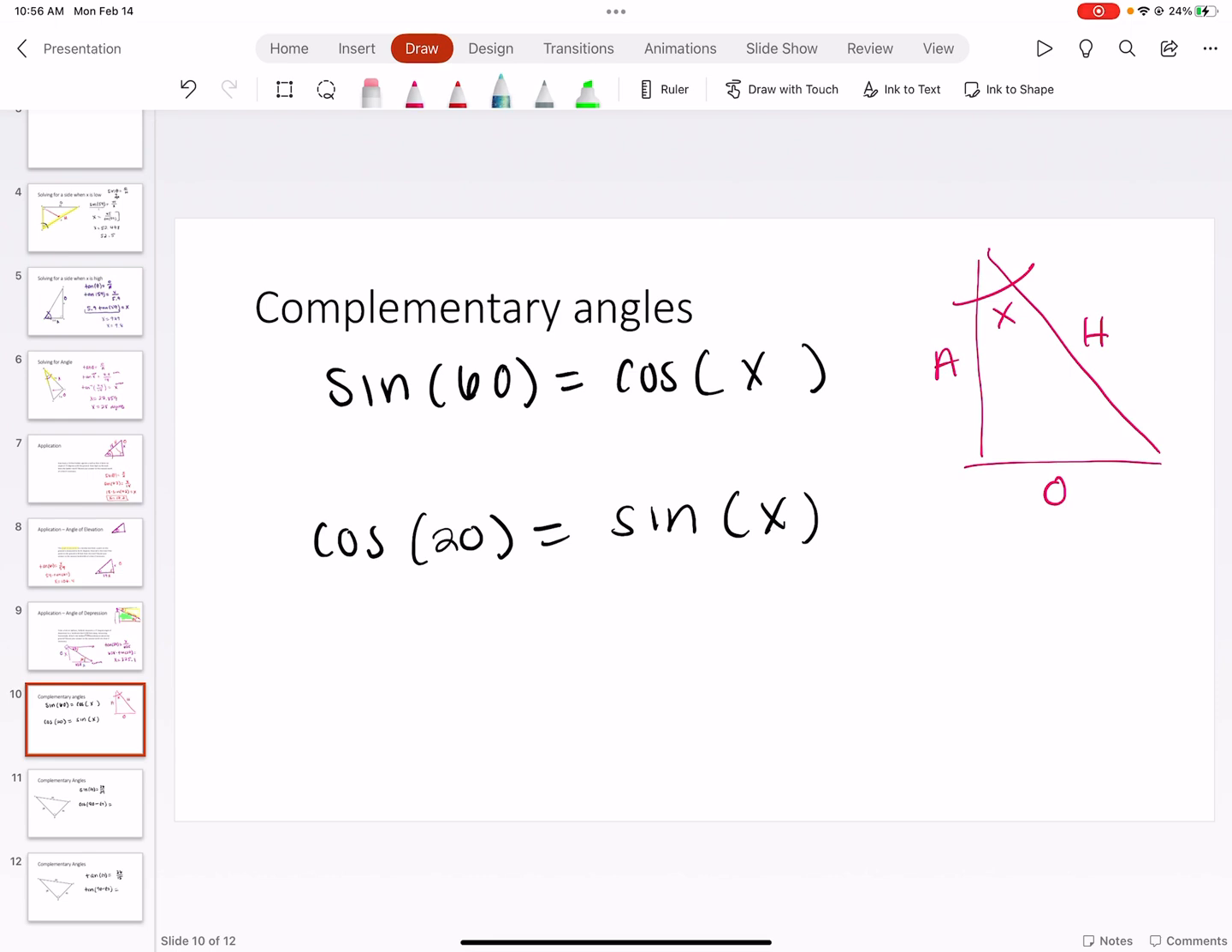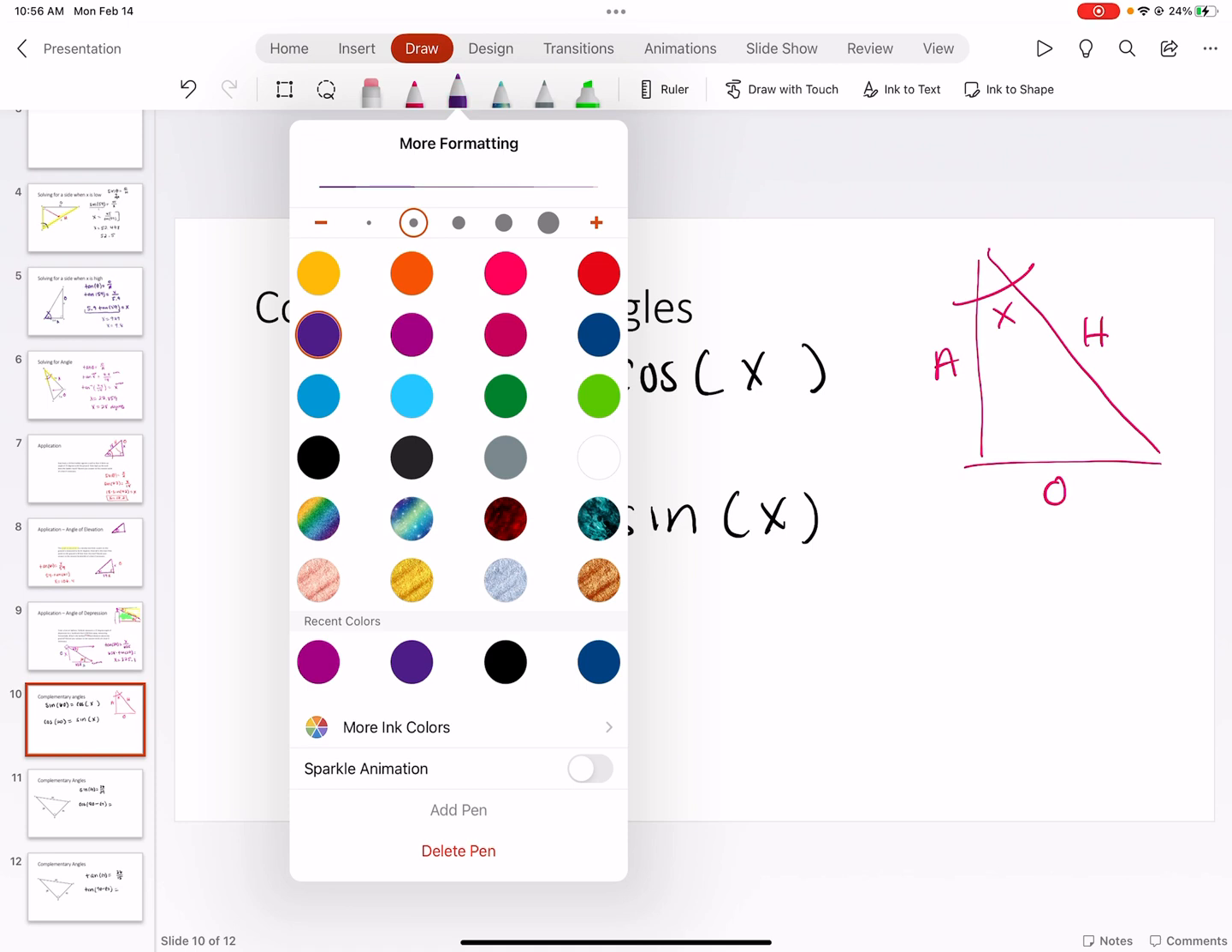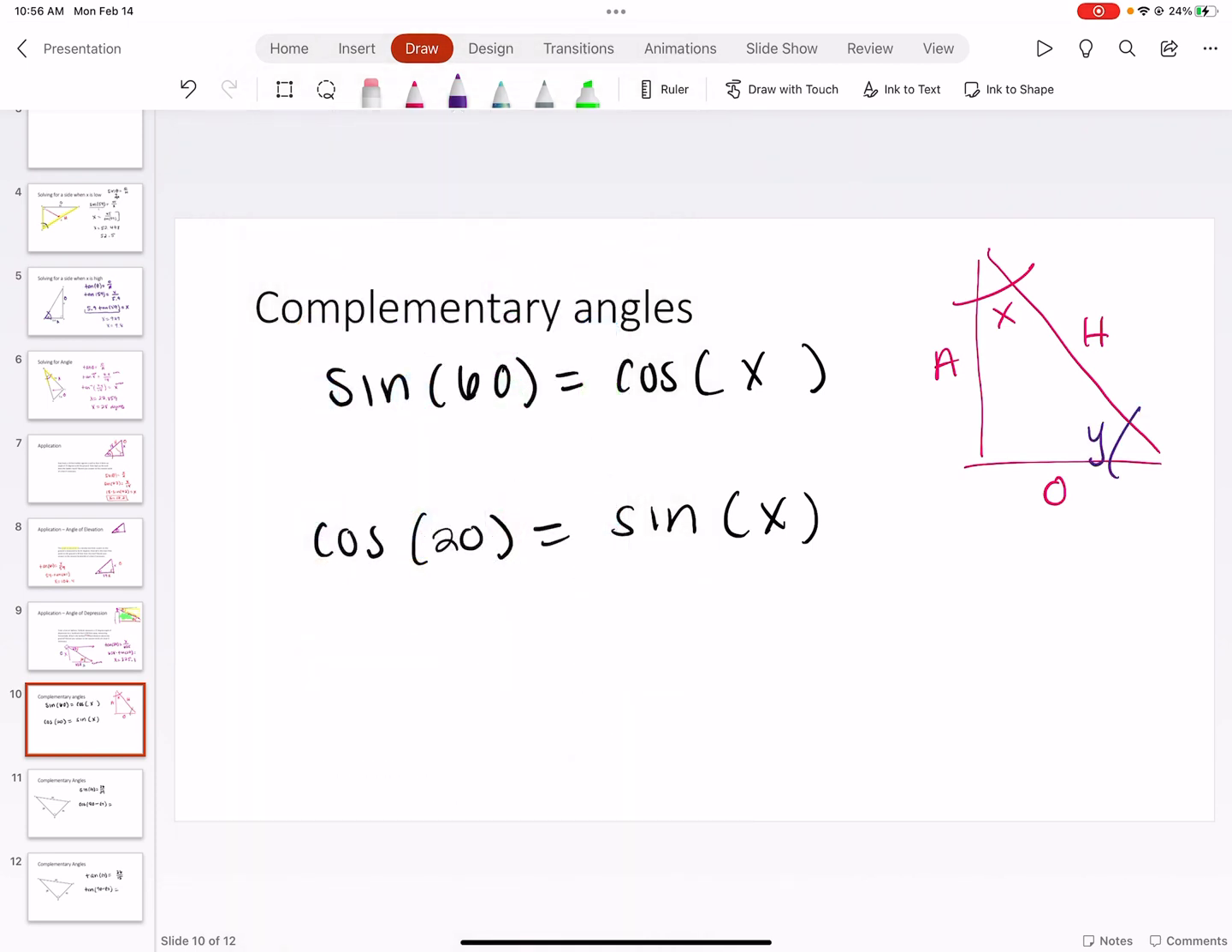Now if I go ahead and label the other acute angle, let's do a different color, so we'll label it purple and call that y. The opposite and the adjacent side switch places, but the hypotenuse stays the same.